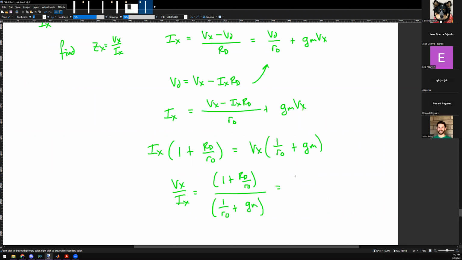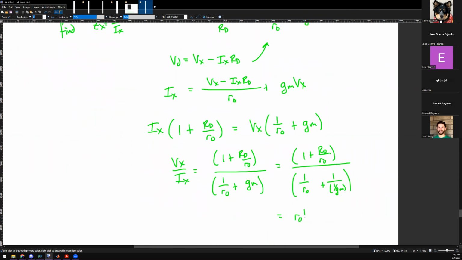And I'm going to rewrite the denominator as 1 over RO plus 1 over GM, just a double inversion. This bottom guy becomes R naught in parallel with 1 over GM. And then I multiply this out by 1 plus RD over R naught.